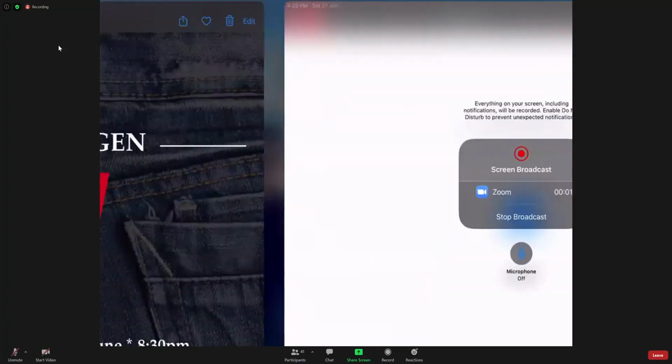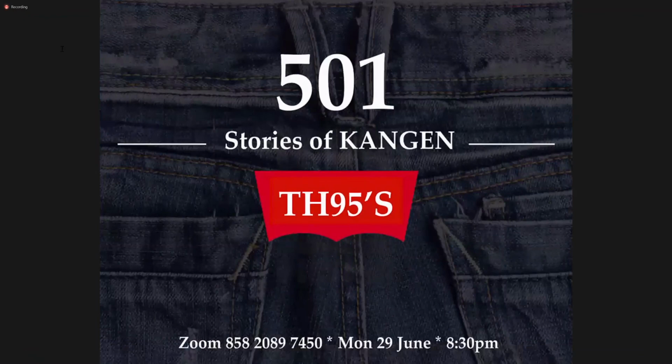some of you have not seen this poster before. Anyone wearing this brand of pants? Okay, it's 501 Stories of Kangen. It's a testimony night. This will be next Monday at 8:30 p.m. The details will be up in the chat group shortly.